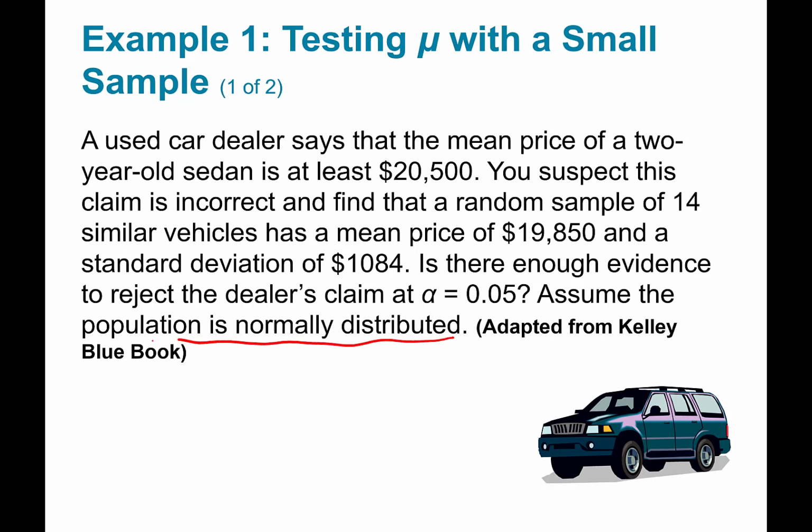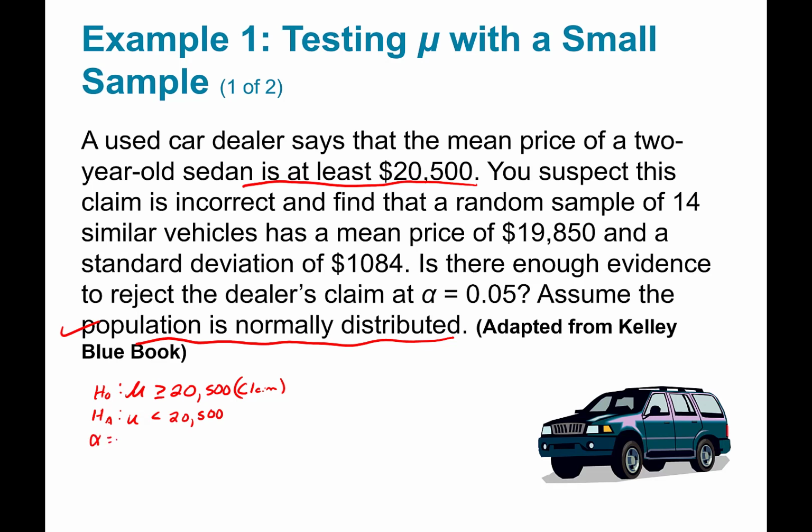Population normally distributed, so we're good, it meets the criteria for the central limit theorem. From here, we want to know, is there enough evidence to reject the dealer's claim? The dealer is claiming the mean price is at least $20,500. So mu is greater than or equal to $20,500. That's the dealer's claim, and because it has the equality, that's our null. The alternative then has to be mu is less than 20,500.